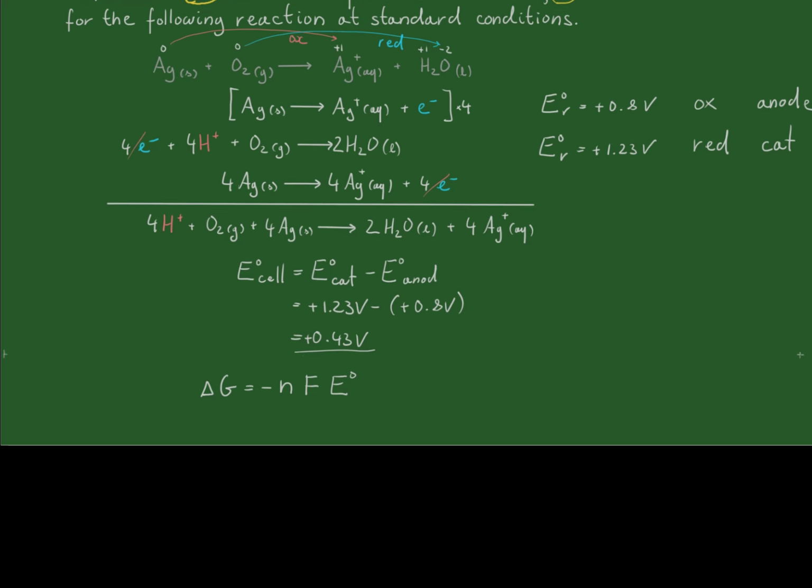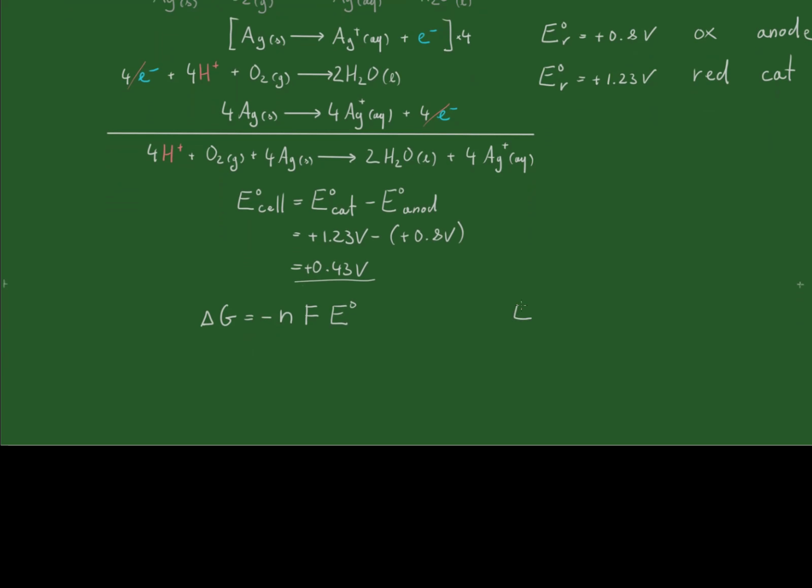So what are those values? Well, E naught I have plus 0.43 volts. N is the number of electrons involved in the reaction, and up here I figured out that that is 4. F is the Faraday's constant, 96,485 joules per mole volt. That means I can use those values here.